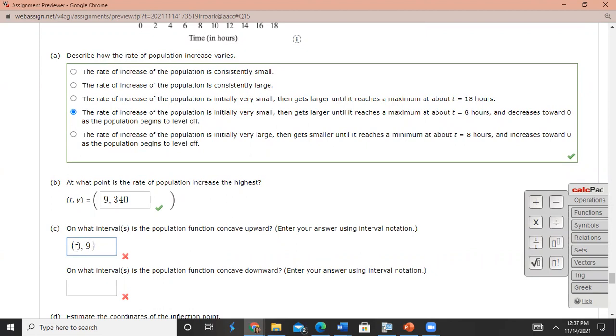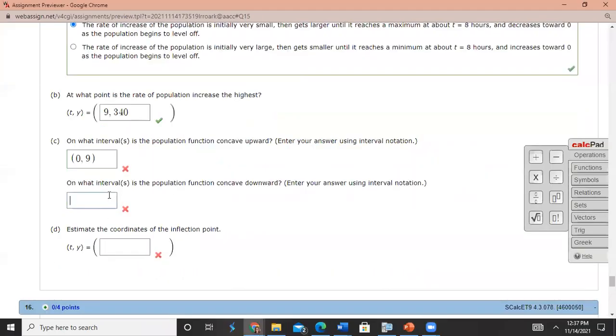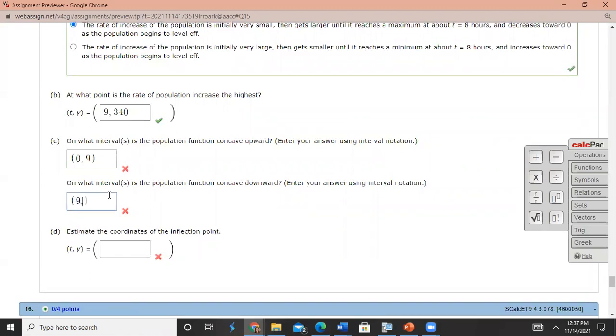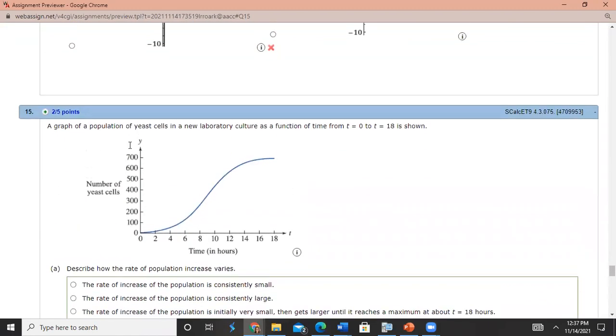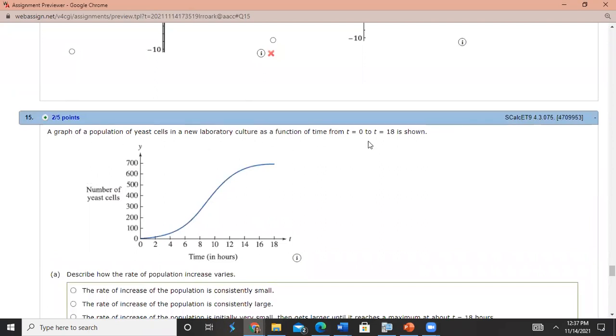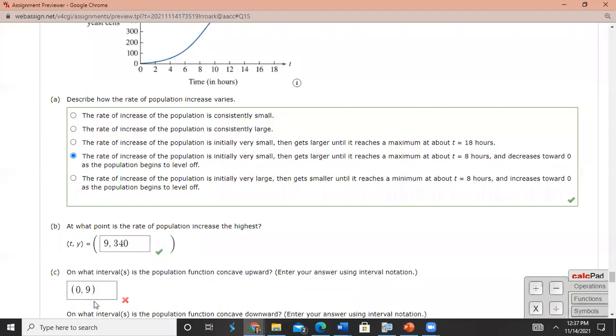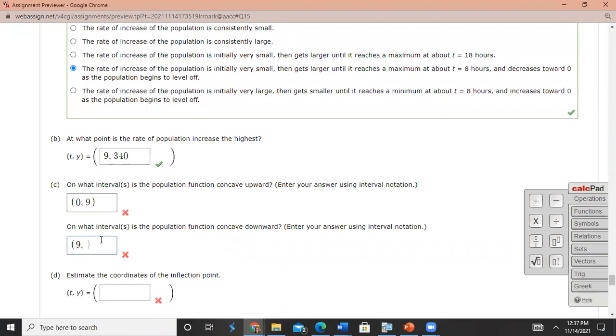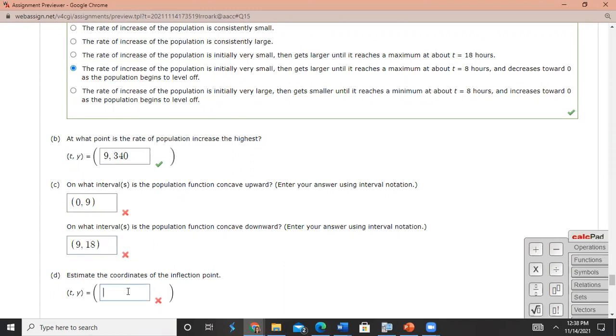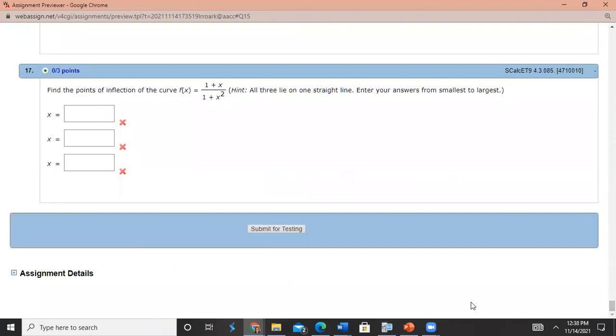So let's go ahead and say 9 to, now here it just says, I feel like it could also be a little confusing because it says that this is the graph from t equals 0 to t equals 18. So I'm assuming we're stopping at 18, but it's not totally clear. So I'm going to say 9 to 18, and then the coordinates of the inflection point, again, that's going to be the same coordinates from whatever we typed in for B, from where it went from the steepest and started getting less steep.